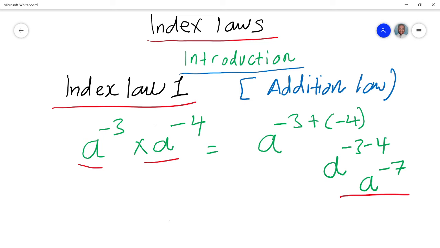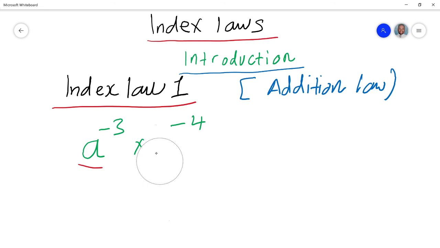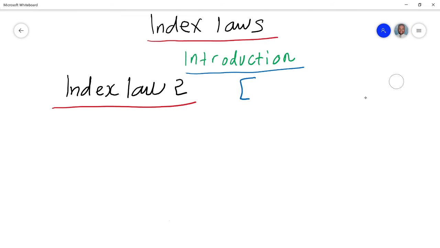All right, so let's look at index law number 2. By now I think you understand where we're heading, because we had the multiplication of powers, and what we did was we added the powers. Now, we refer to index law number 2 as the subtraction law. Some textbooks call it the law of division, some the law of subtraction, but when you see me explain the law, you'll understand how you want to interpret it.